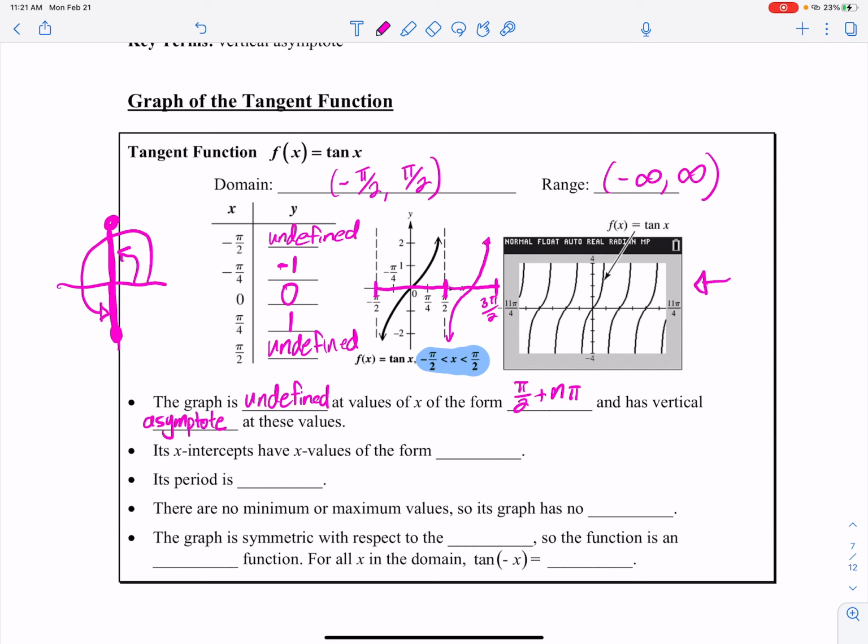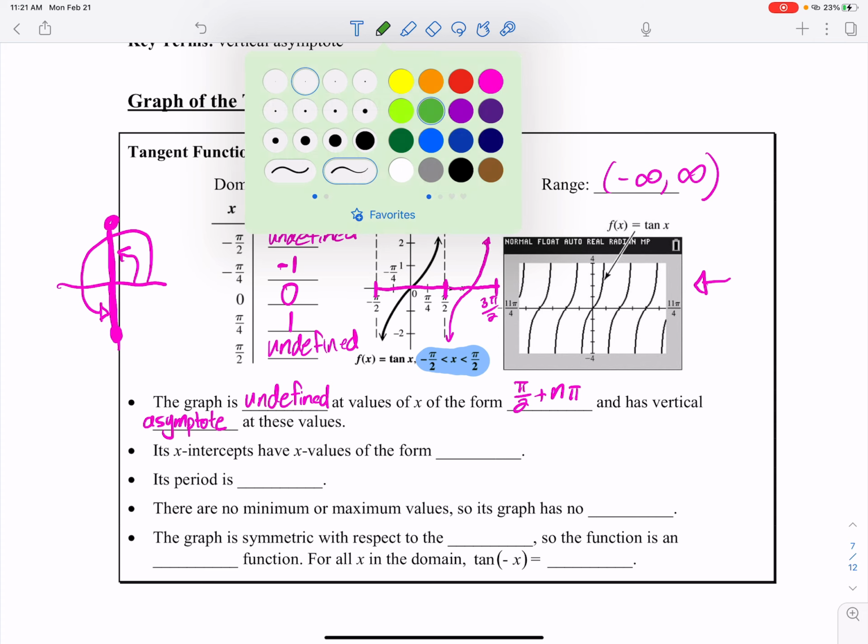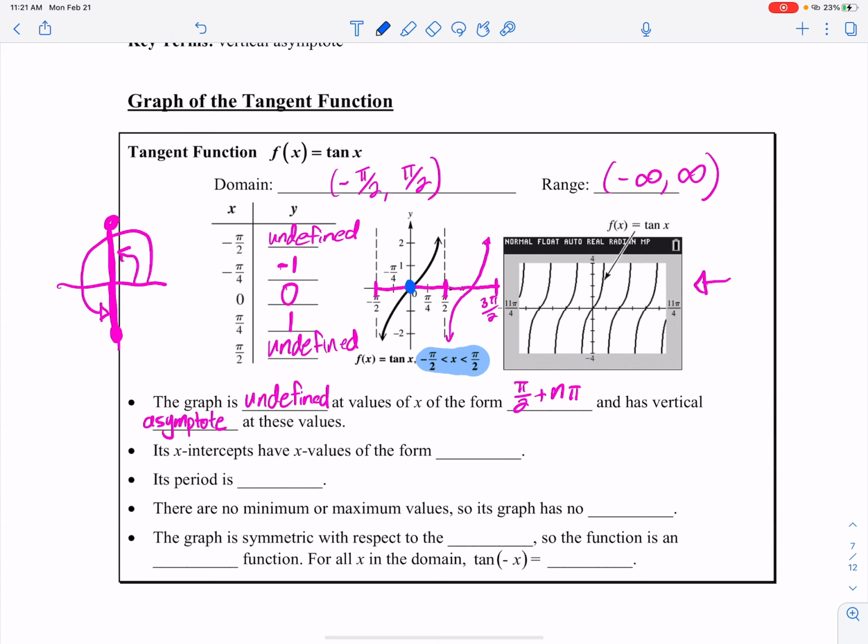Right? The x-intercepts have values of the form... So now let's look at this and see if you guys can help me come up with an equation here. The x-intercepts are right here and right here, right? And they keep continuing forever, right? I have them on the graph there. You can see them just repeat themselves.